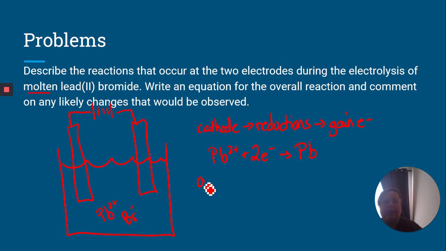And then for the anode, that would be oxidation, and so we lose electrons, and so that's going to be our negative ion. And since bromine is a diatomic, we would need 2 of those, which means it's going to lose 2 electrons. And so that reaction is balanced if we were to combine these because of the 2 electrons.